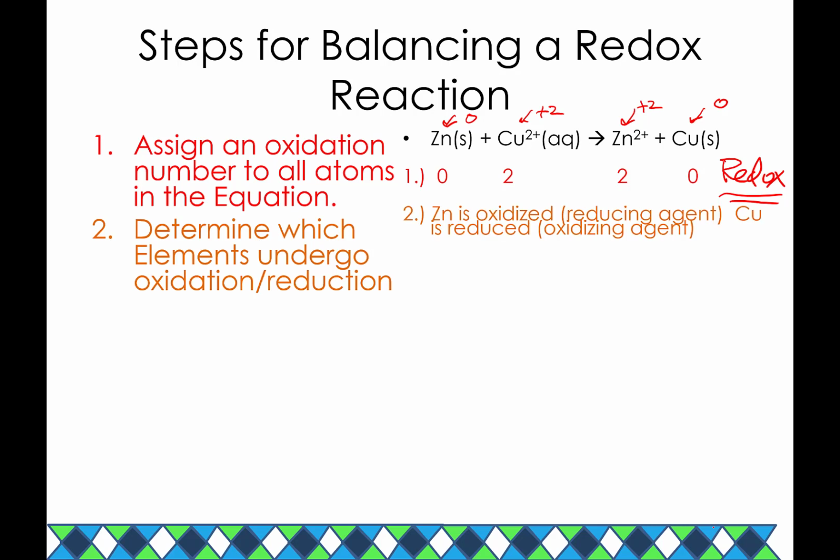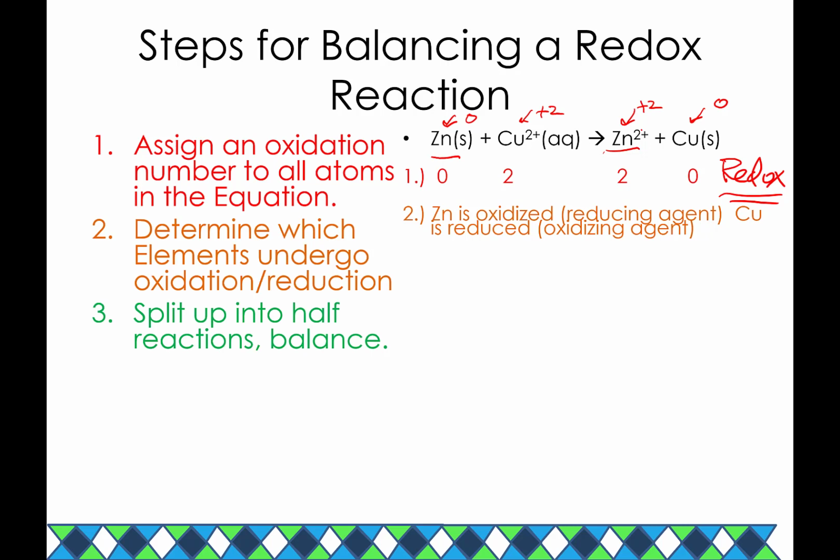So zinc is going from a 0 oxidation state to a +2 oxidation state. So that means that each atom of zinc is losing 2 electrons. So zinc is oxidized, therefore it's the reducing agent. And copper is going from a +2 oxidation state to a 0 oxidation state. So it's being reduced and is therefore the oxidizing agent.